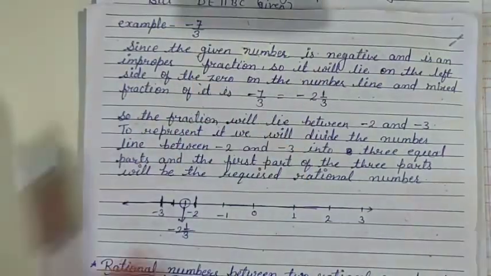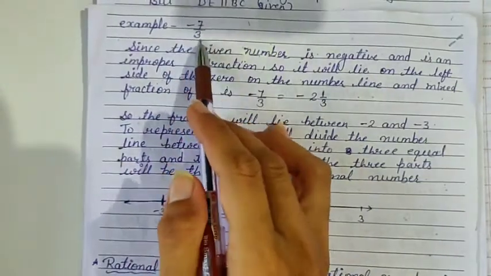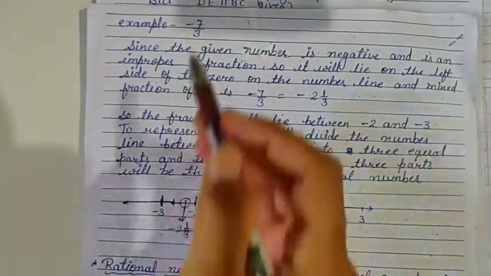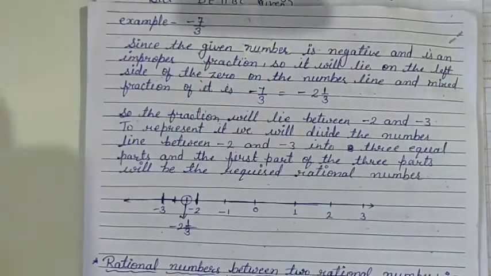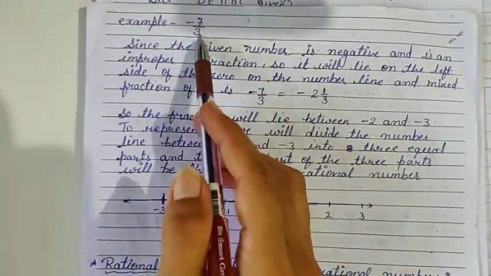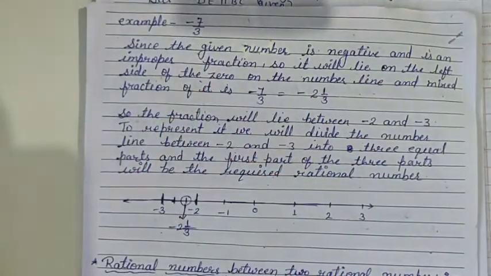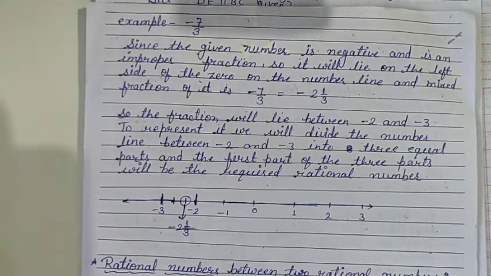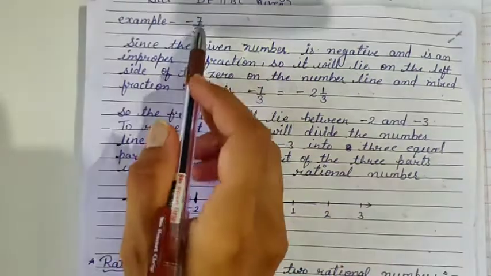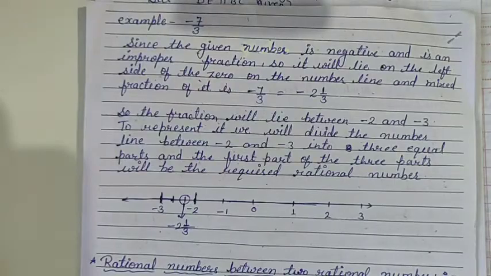For example, we want to represent -7/3 on the number line. Friends, this is an improper fraction because the numerator is greater than the denominator. 7 is greater than 3. So this is an improper fraction, and firstly we will change this improper fraction into a mixed fraction.